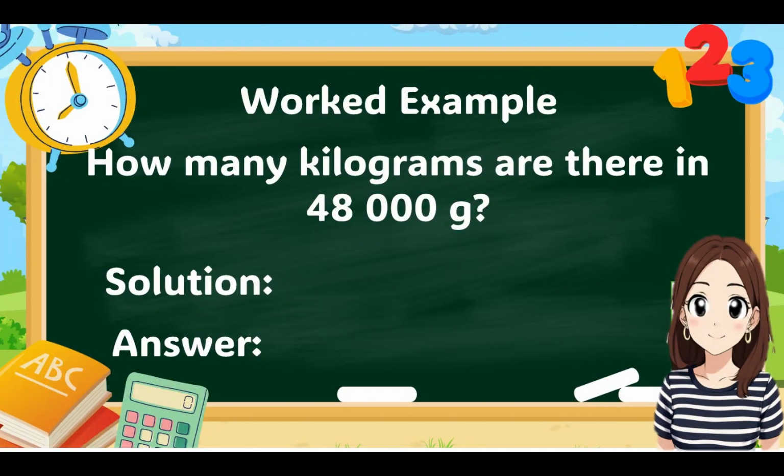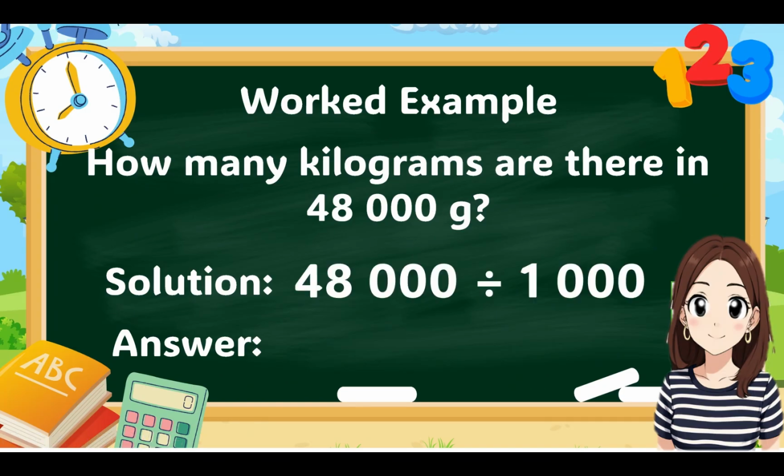Next example, how many kilograms are there in 48,000 grams? So this is from grams to kilograms. To convert 48,000 grams to kilograms, we have to divide 48,000 by 1,000. Now 48,000 divided by 1,000 equals 48 kilograms.